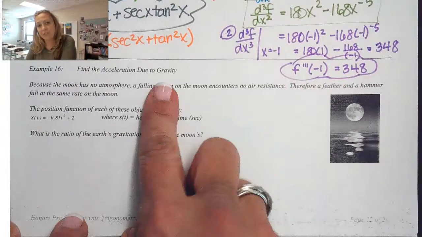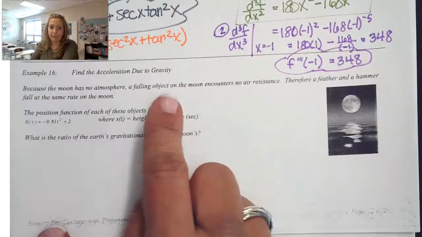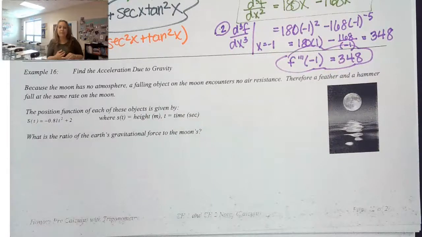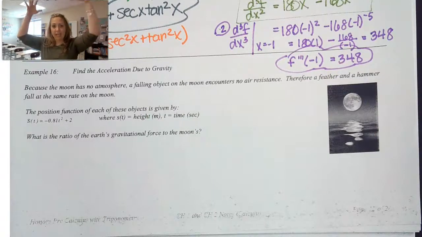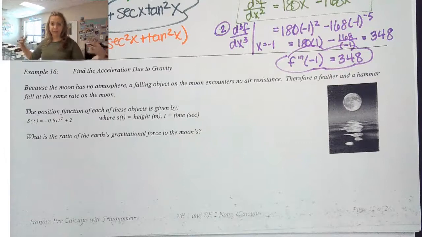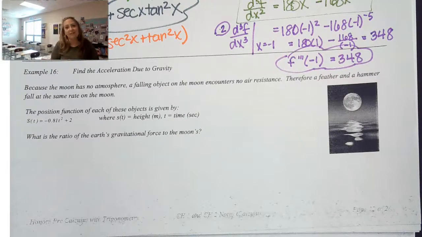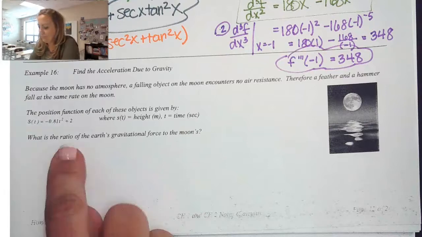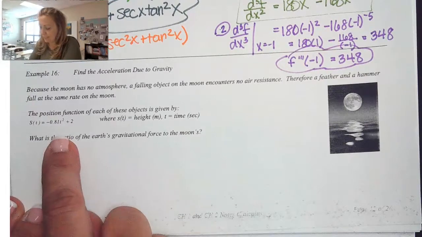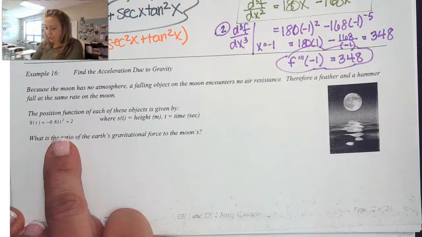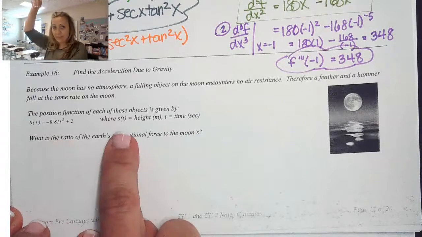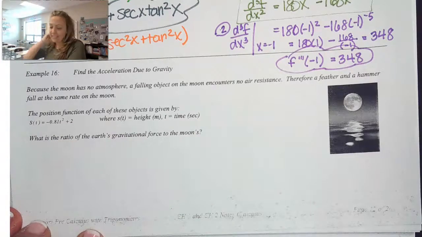So find the acceleration due to gravity. Let's do a story problem that deals with this. Because the moon has no atmosphere, a falling object on the moon encounters no air resistance. So what that means is that a feather and a hammer would fall at the same rate on the moon. The position function of these objects is given by s of t equals -0.81 t squared plus 2, where s of t is the height in meters and t is the time in seconds.